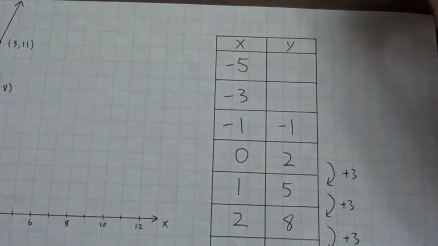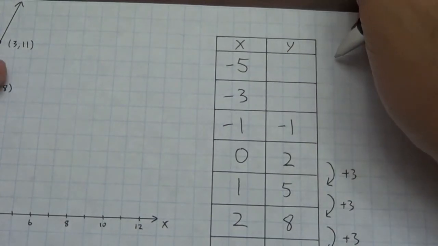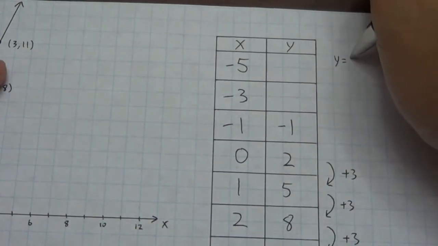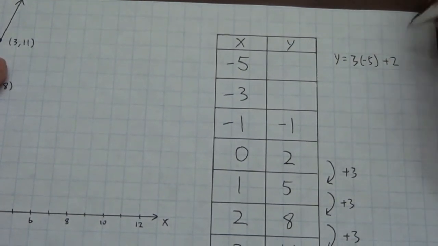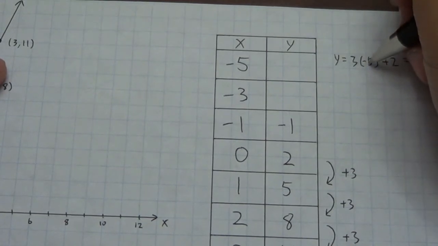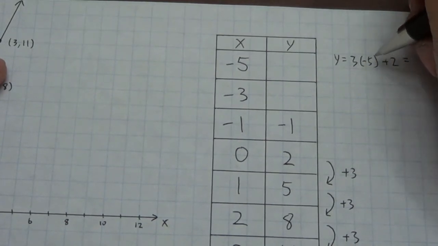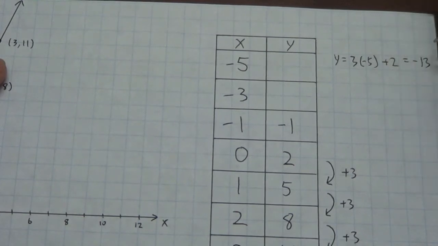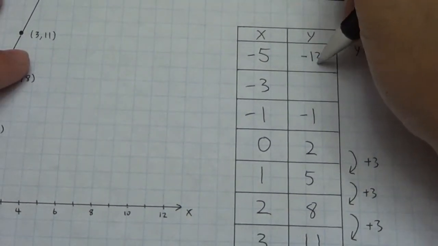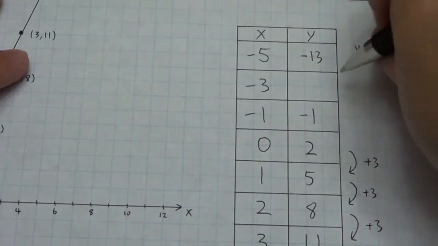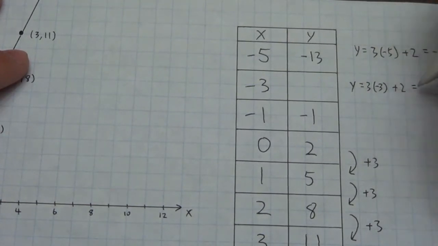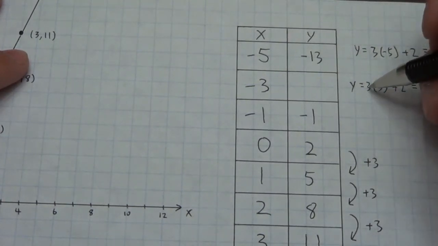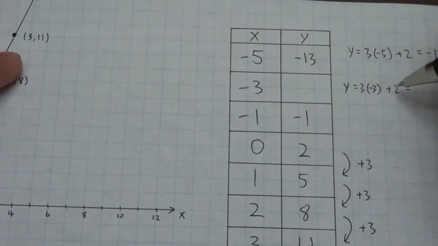So up here, if x is -5, we can just plug that into the equation. y will equal 3 times -5 plus 2, which equals... 3 times -5 is -15. -15 plus 2 is -13. All right, so this should be -13. When x is -3, y will equal -3 times 3, which is -9. -9 plus 2 will give us -7.